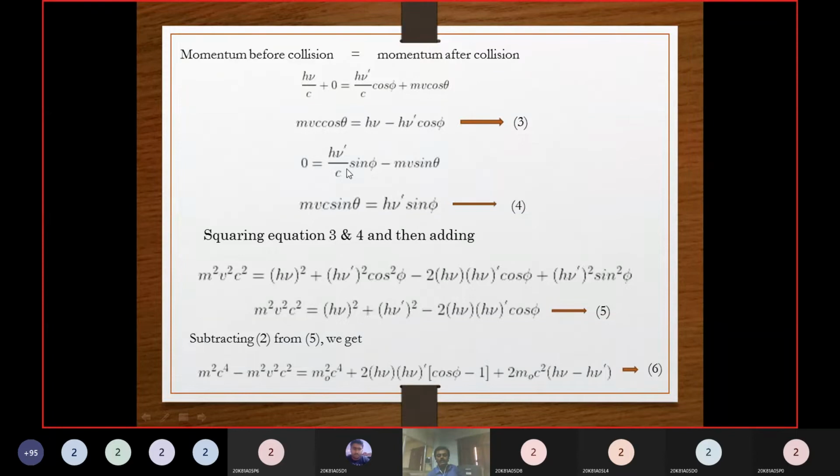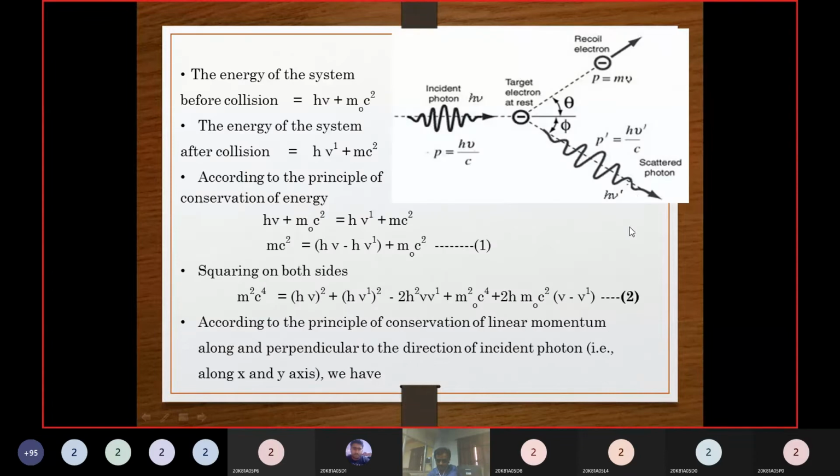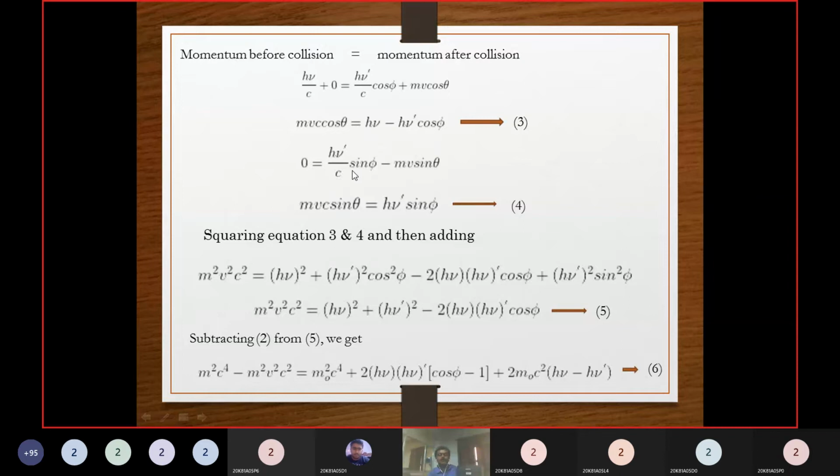After collision, the photon is moving like this, so its direction is like this. The electron direction is in the upward direction. So both momenta have opposite signs, and that's why we are taking a minus sign. The resultant momentum after collision is equal to h nu dash by c sin phi minus mv sin theta.